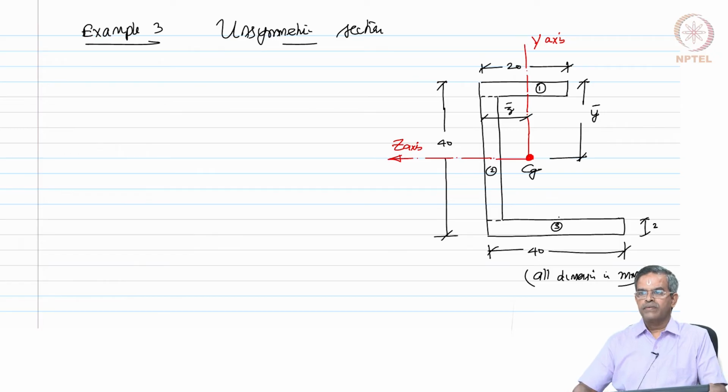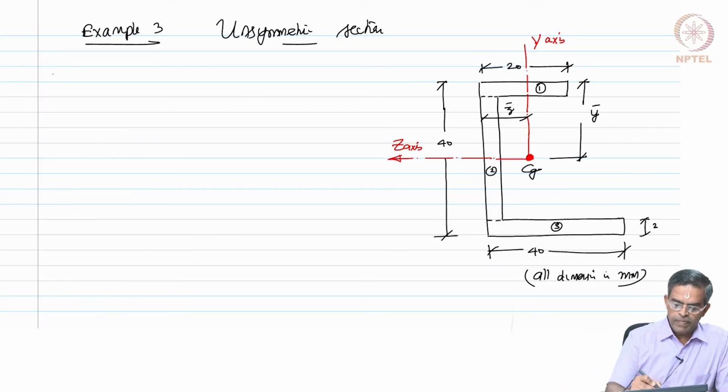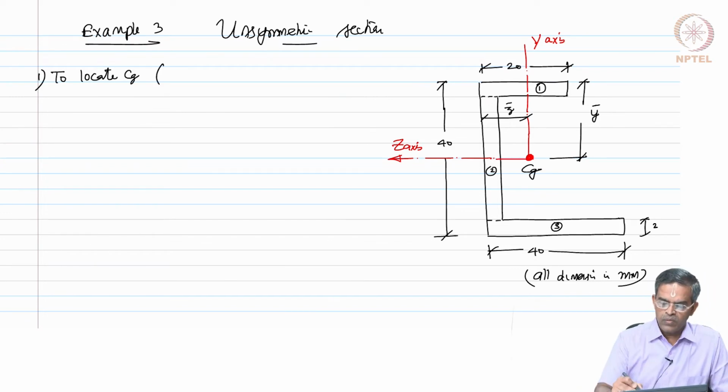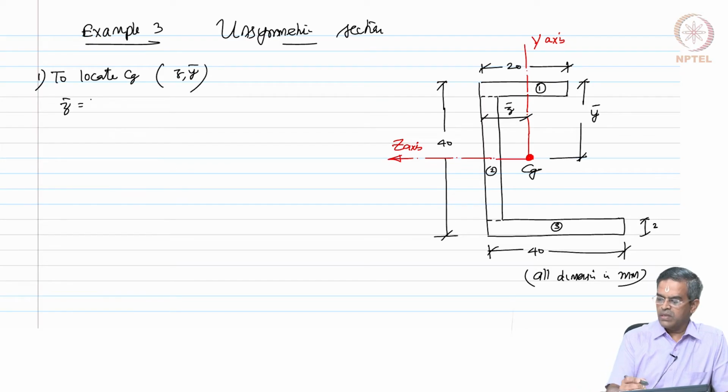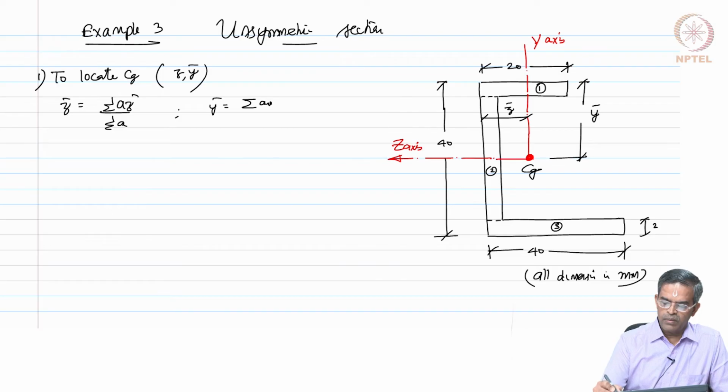Can you find the z bar and y bar? Now, to locate the CG is the first issue here. I want to find z bar and y bar of this problem. We know z bar is given by the simple expression, the algebraic sum of a z bar by the sum of a, and y bar is the sum of a y bar by the sum of a. We know this.